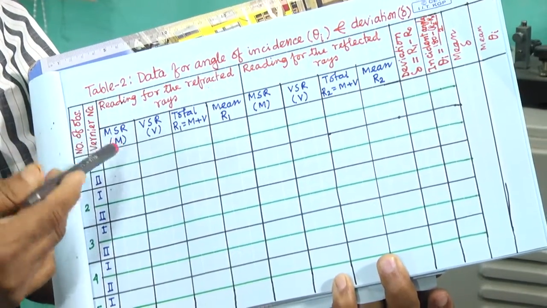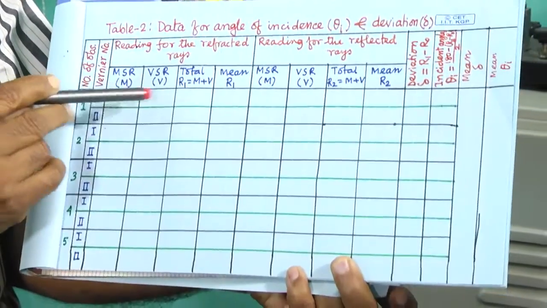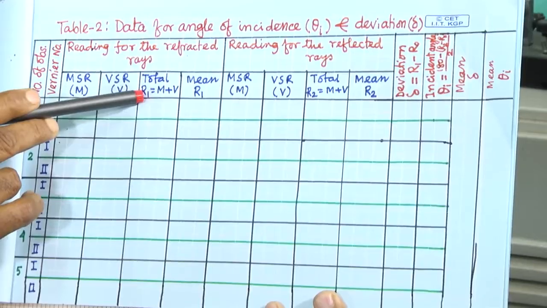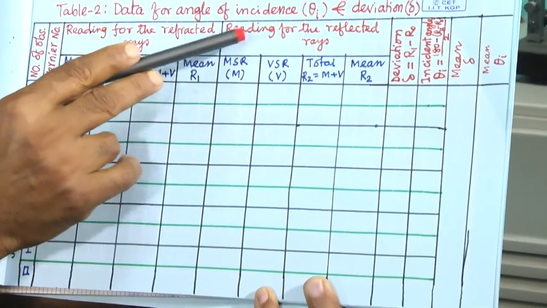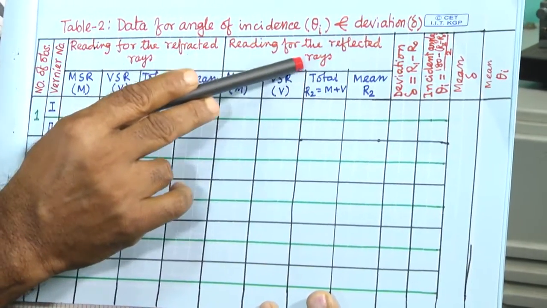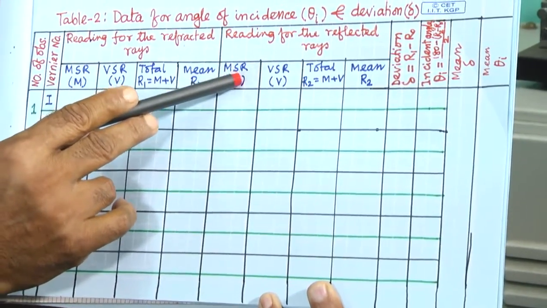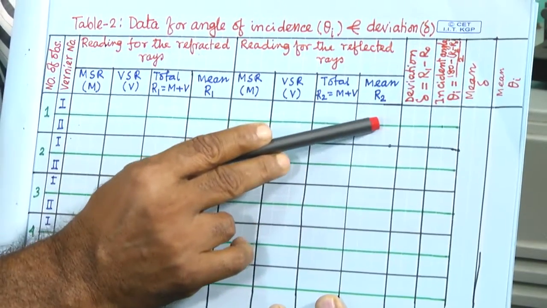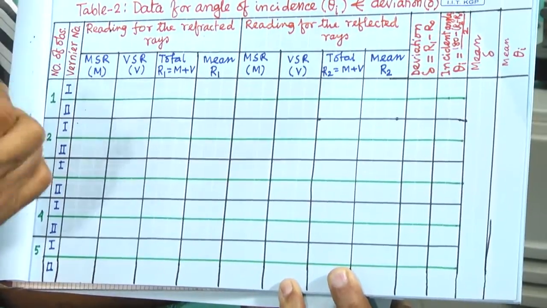1, 2, 3 observations, or at least 2 observations you should take. Then we will find out the mean, that is R1 for refracted rays. Next, reading for the reflected rays. So here also main scale reading, vernier scale reading, total, this is R2, then mean R2.